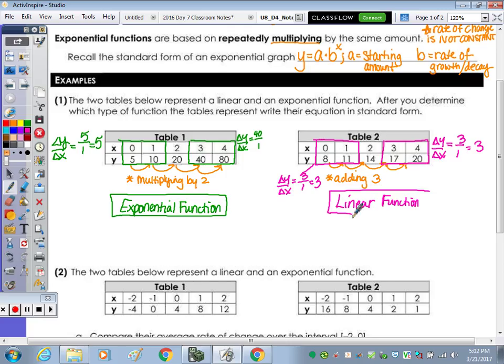Now to write the equations. Let's start with the linear, as that's the one we just finished. So y equals mx plus b. We just calculated a slope, so we know our slope is 3. And then our b value, right here, is the point (0, 8). The y-intercept always has an x value of 0, as that's the point where the graph crosses the y-axis. So our b value is 8. Putting it together, y equals mx plus b would be y equals 3x plus 8.